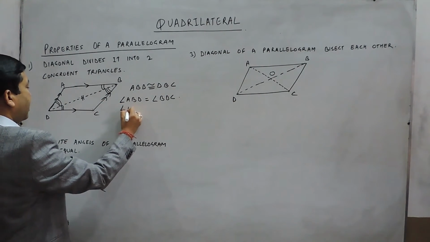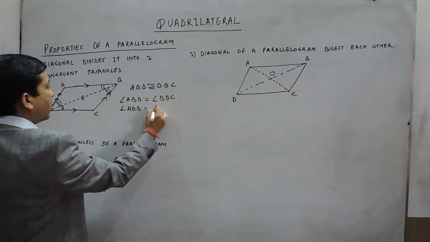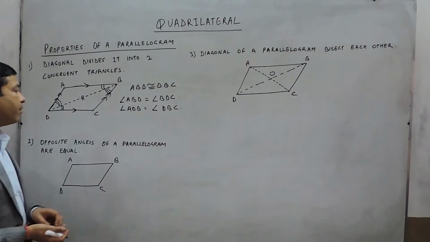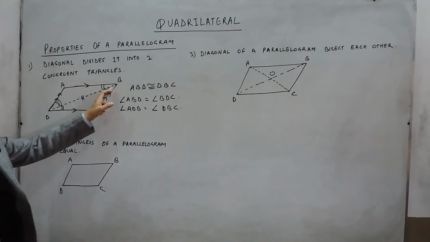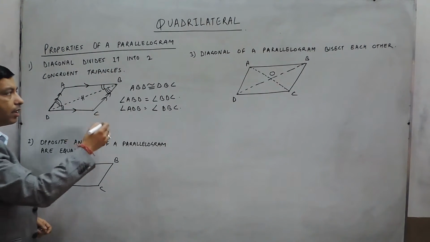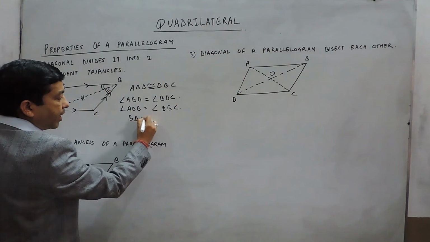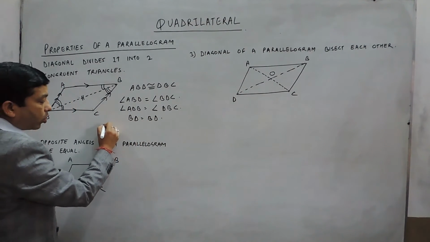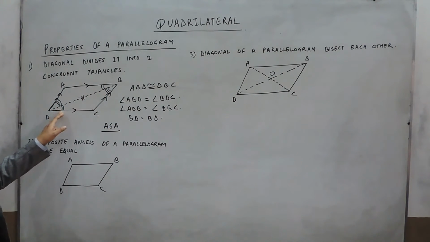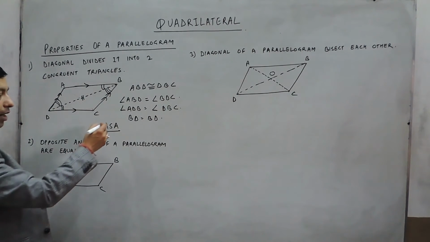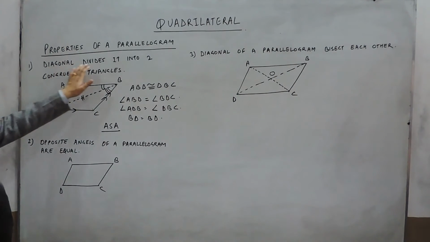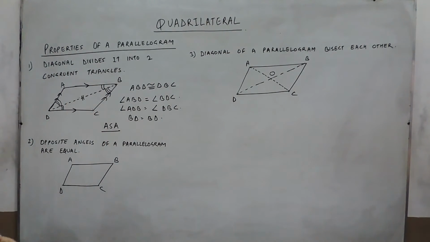Then we can say angle ADB is equal to angle DBC, because this is again another property, as these two lines are parallel and this is a transversal. The third is BD is a common line, these two are the same. So through the property of ASA, where two angles are equal and the included side is equal, we can say by this property these two triangles are congruent. So a diagonal divides it into two congruent triangles.